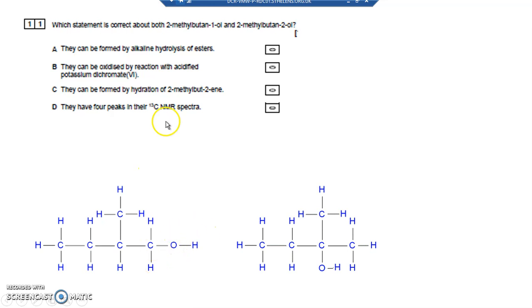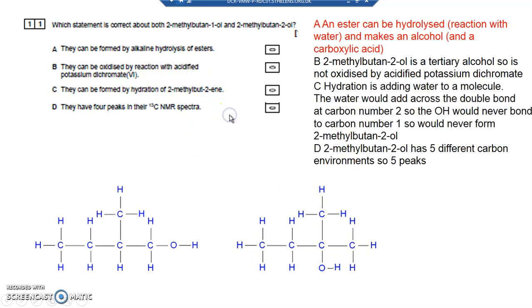on carbon number 1. They both have 4 peaks in their carbon NMR spectra. No, with that methyl group being offset, we're going to have 1, 2, 3, 4, 5 peaks in this one, and with that being offset, 5 peaks in each. Now your answer is A.